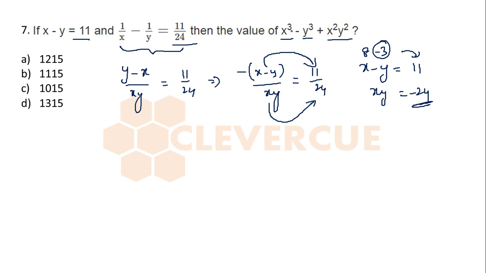Now if you substitute these values in this, here you get 8 cube is 512, and minus y cube will be minus of minus 3 cube, that is minus 27, and here you have minus, so you will be getting plus 27. And plus here you have x square y square, that is xy whole square, which is equal to minus 24 square, which will be equal to 576. So when you add this, you will be getting the answer.